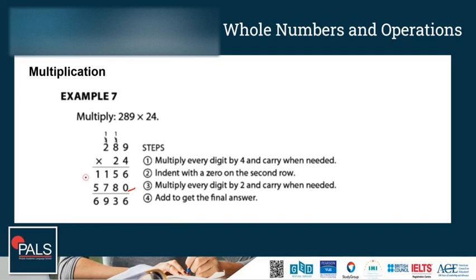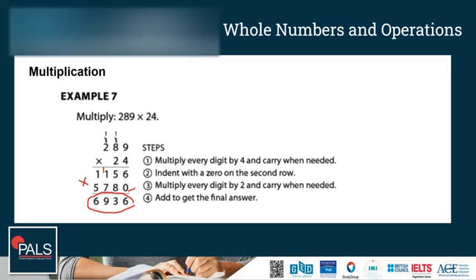And then proceed to addition. Okay, add by column. So 6 plus 0 is 6, 5 plus 8 is 13, carry 1 here. 7 plus 1 is 8, plus 1 is 9, 1 plus 5 is 6. So the final answer is 6,936.